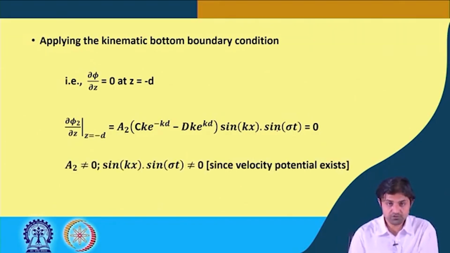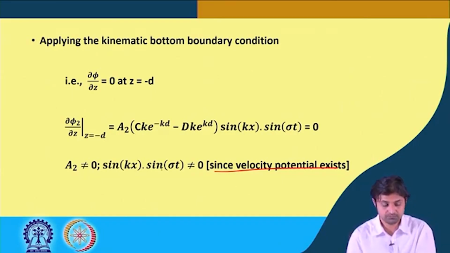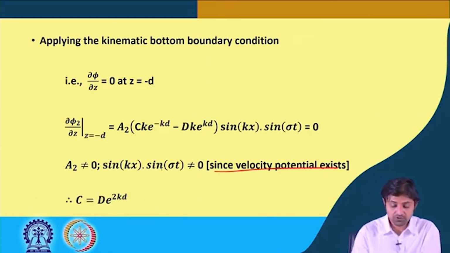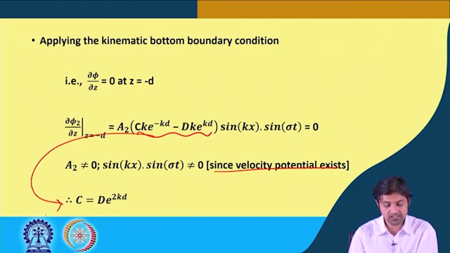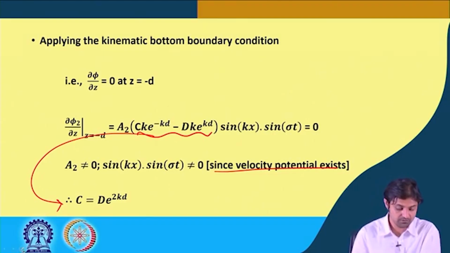So, a2 is not equal to 0, otherwise there is not going to be any wave. Also sin kx sin sigma t will not be 0 because there will be a velocity potential. If either one of them were 0, the velocity potential would become 0. So, that means these 3 terms cannot be 0. Therefore, the only thing is that this be 0, and if we utilize this we are going to get c as d into e to the power kd. So, with one boundary condition we have reduced our unknowns by one. We have related c and d now.